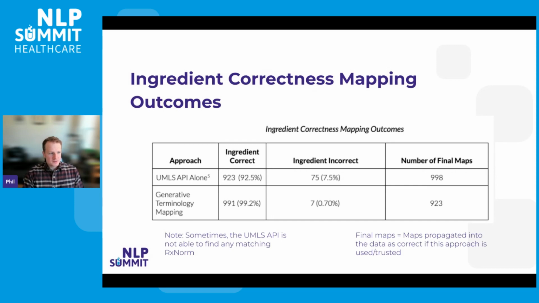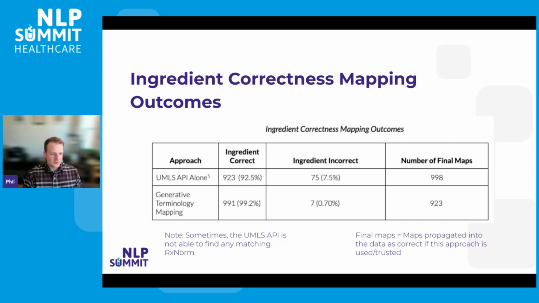We chose this approach ultimately because although the UMLS API alone had a pretty high level of ingredient correctness, 92.5%, that is not sufficient for our use cases. It was not really sufficient for us to still be wrong at the ingredient level 7.5% of the time. So that's why we accepted the first map, but only insofar as we would then send it through the second phase of the process, where we asked ChatGPT, GPT-4, to pull out the incorrect mappings.